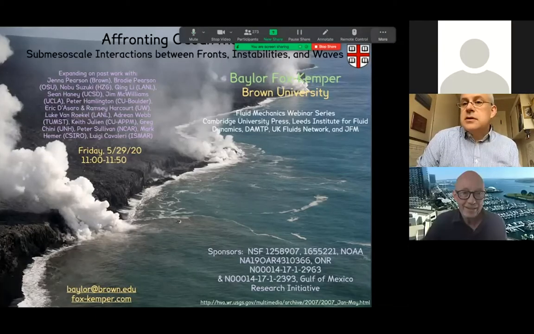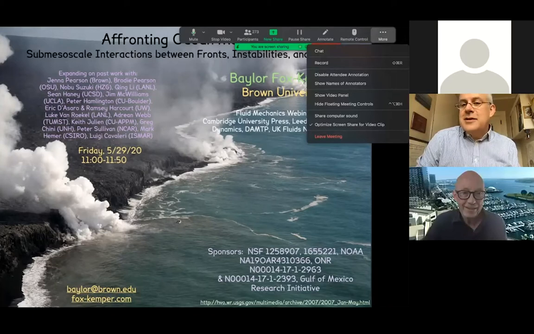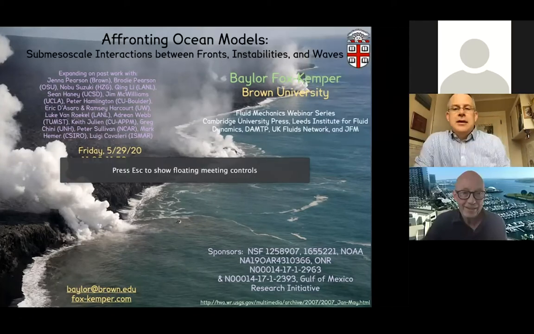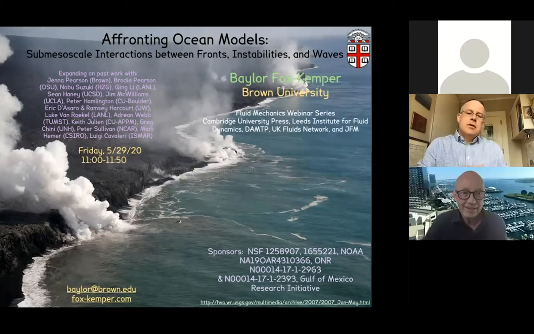He's going to talk about affronting ocean models, sub-mesoscale interactions between fronts, instabilities and waves. This is the first image that I'd like to discuss. And I think the key here is this has all of the phenomena in one easily appreciable visual image that I'm going to be discussing.